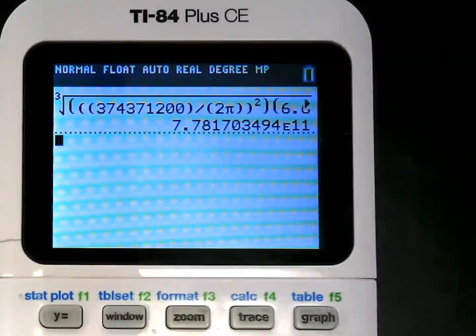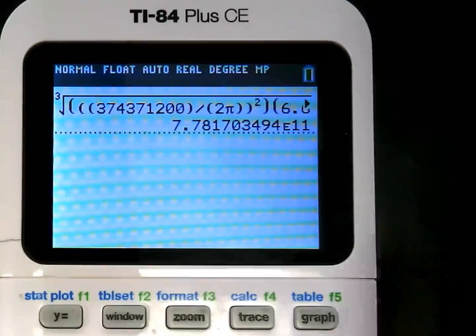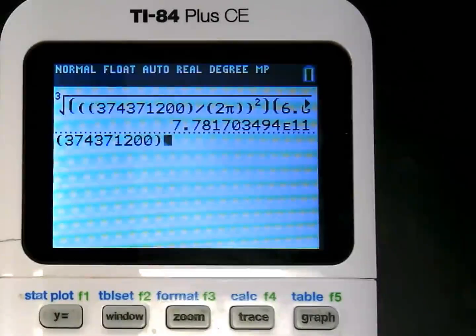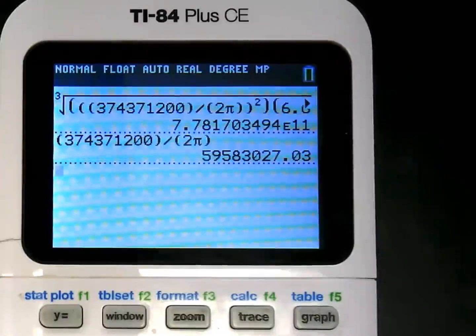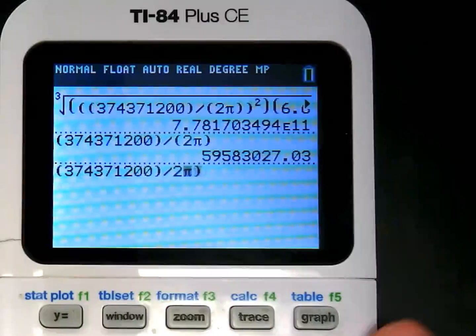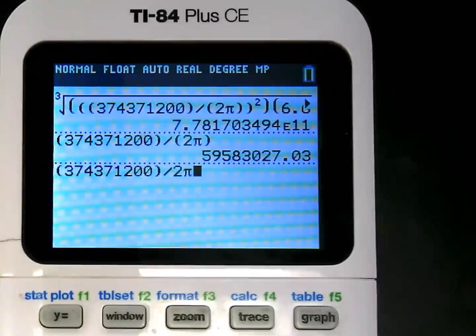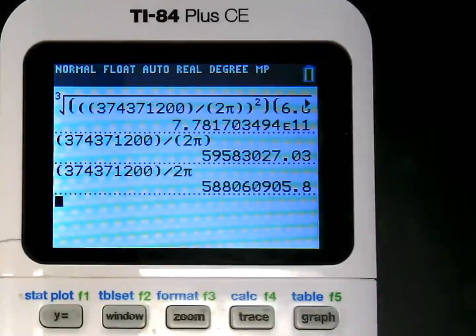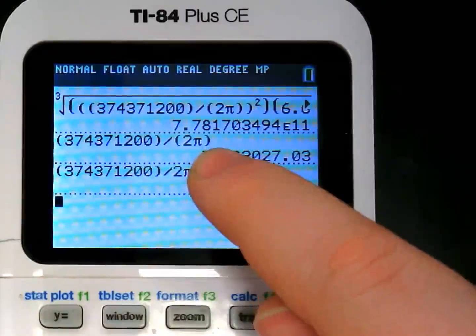And just real quick before I end it: if you do this question step by step, so if you first took the 374371200 and then divided by the 2 pi, even if you just do it step by step like that, you still need to put the 2 pi in parentheses, because you will get 2 completely different answers if you don't. Here's what I get when I put parentheses around the 2 pi. Here's what I get if I don't. It's a significantly different number. So make sure, again, that we put 2 pi in parentheses.